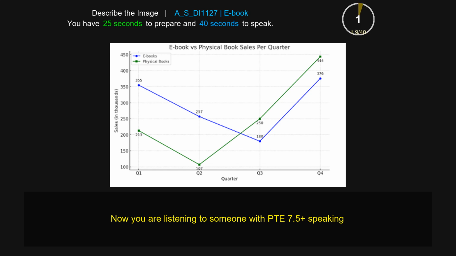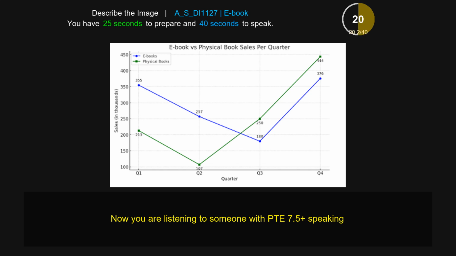This line chart gives information about ebook versus physical book sales per quarter. We can see from the picture that in quarter 3, the number of ebooks is at 150, while the highest number is in quarter 4 at 376.